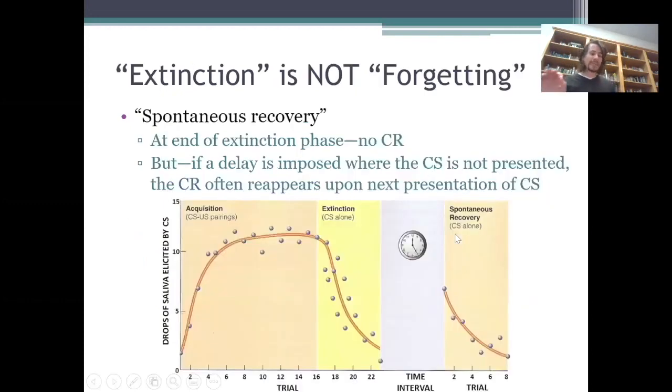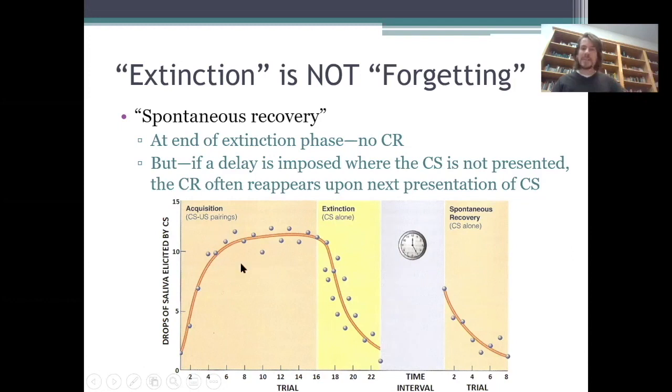So again, both of these things are phenomena that you would see after an animal has acquired a conditioned response, so after you've paired the CS with the US a bunch of times, and after you've then extinguished that response by presenting the CS all by itself a bunch of times. So you put the animal through an acquisition phase, and then you put it through an extinction phase.